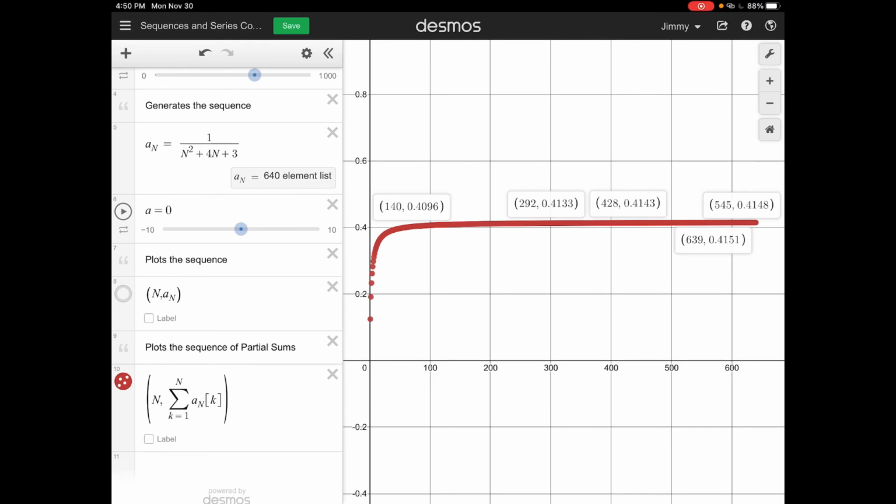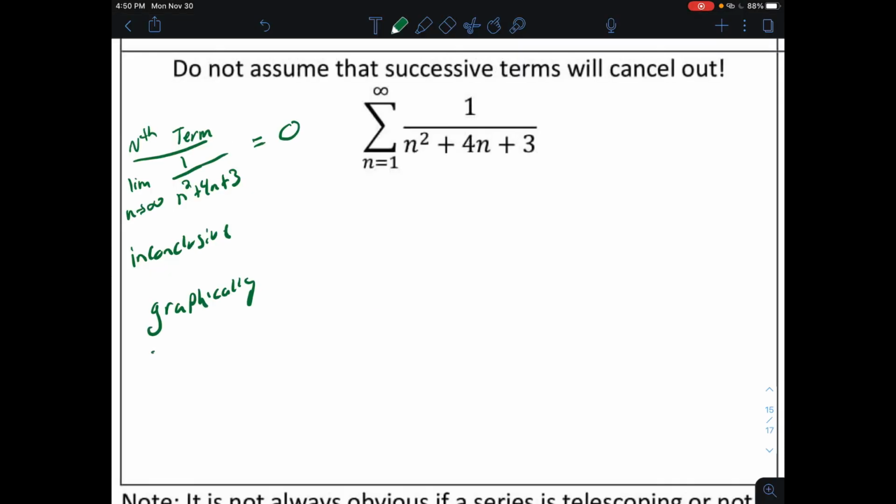This is not the graph of the sequence itself, but instead the graph of the sequence of its partial sums. So graphically, we just confirmed with Desmos that it does converge. So since it converges, we want to find the sum if possible. Well, I don't have a way to evaluate the sum when it's written in this form.